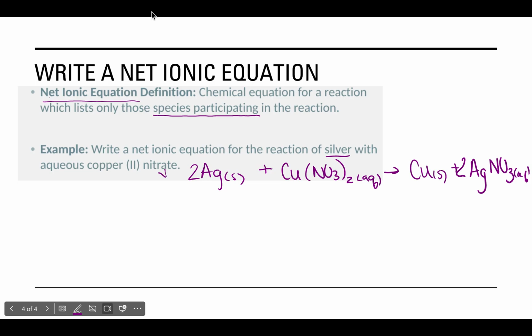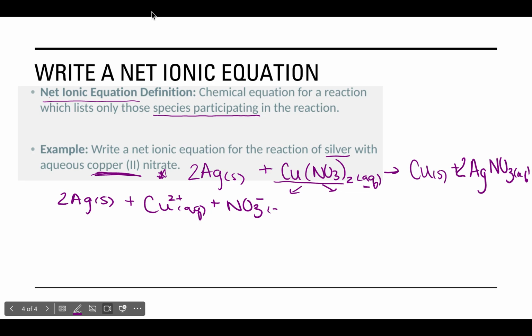Okay, so this is our first step. Our next step is to dissociate, break apart what we can. So this silver solid we can't do anything with, so you just write it down again. Copper nitrate in the aqueous state, we can break that into its ions. So when we break this apart, it will break into copper 2 positive, because that's the ion that was present, and the state would be aqueous. And then we're going to add on NO3 negative, and that state is also aqueous. But there are 2 of the NO3s, so I'm going to put a 2 in front.